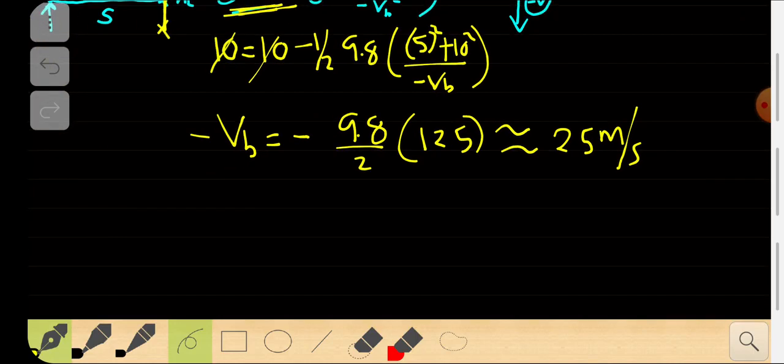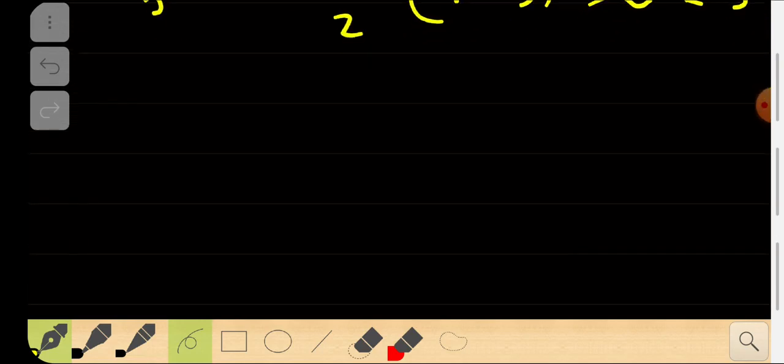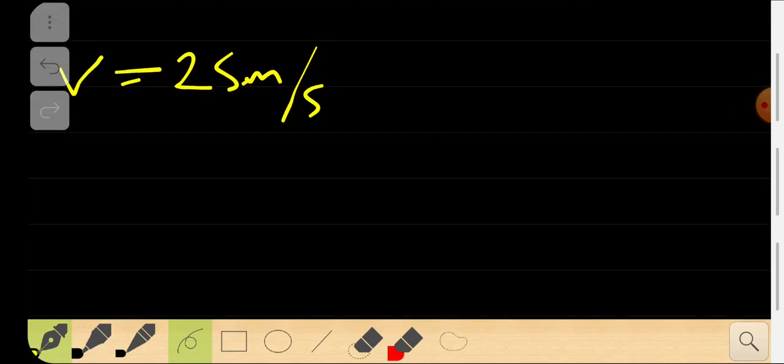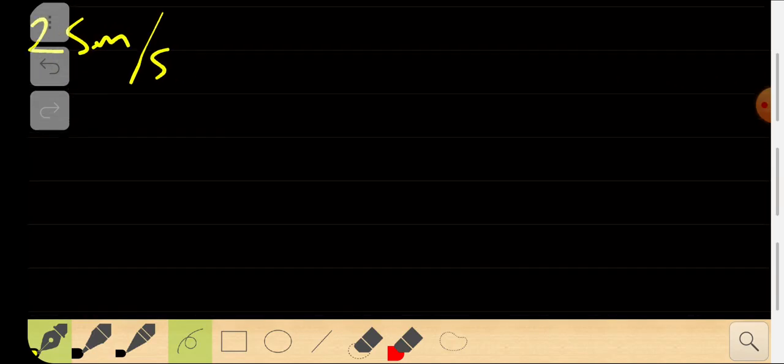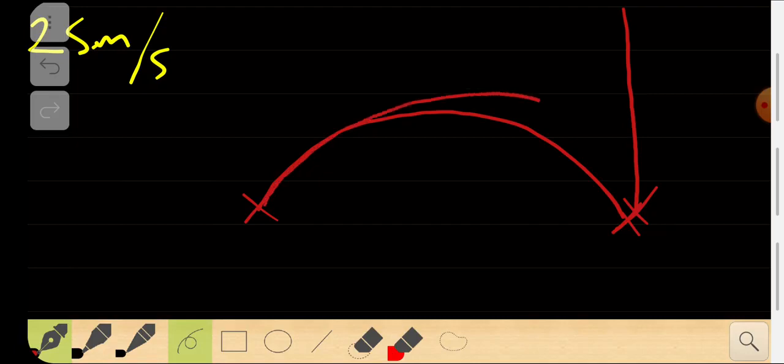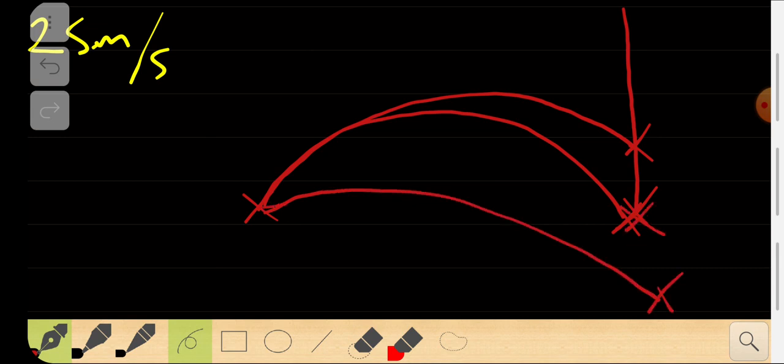So the bullet must have a minimum velocity of 25 meters per second in order to make sure that the ball is hit right on the ground. That means if you fire the bullet from here, it must go like this and hit the ground when the ball reaches the ground. So that's the exact velocity you must have, right? If you go above that, the bullet will go like this. If you go below that, the bullet will go like this. So if you want to hit at this exact place, you must have a velocity of 25 meters per second.